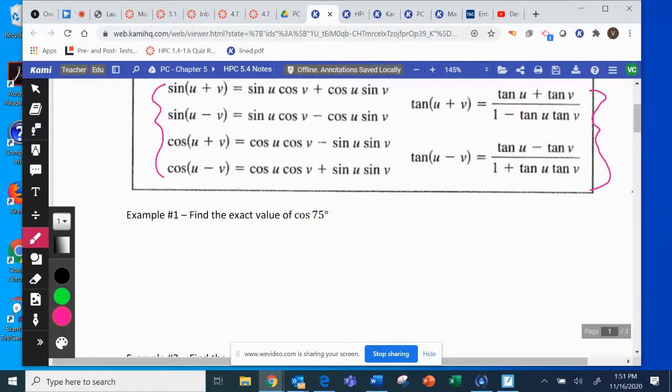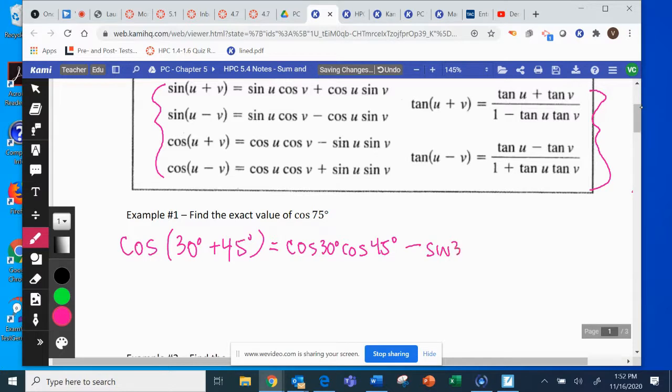So for cosine 75, I don't know that one because that's not a 30, 60, 90, 45 value. But I can use the values that I know and rewrite 75 as a sum or a difference. So for cosine 75, I'm going to rewrite that as cosine of 30 degrees plus 45 degrees, because that's equivalent to the cosine of 75. So that is a sum. I'm going to use the cosine sum formula, which says to use cosine 30 multiplied by cosine 45, and then it says subtract sine 30, sine 45.